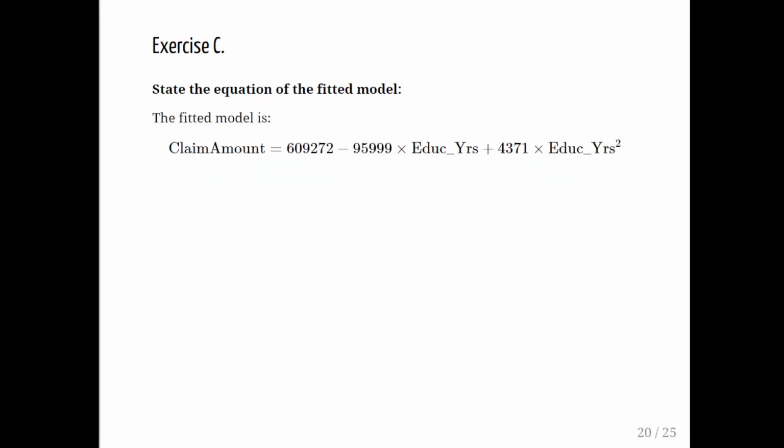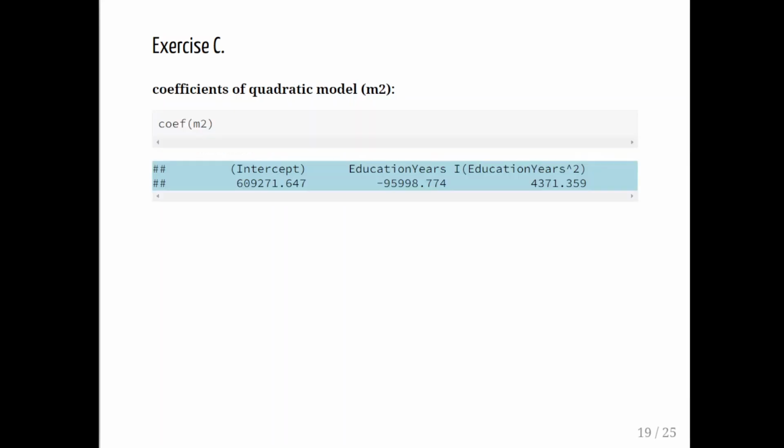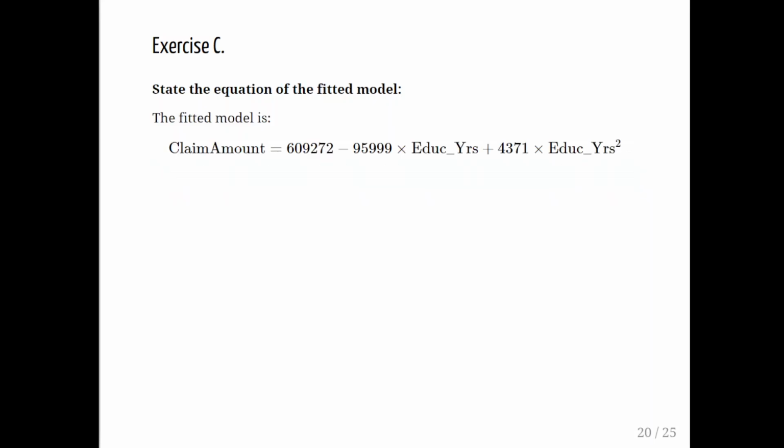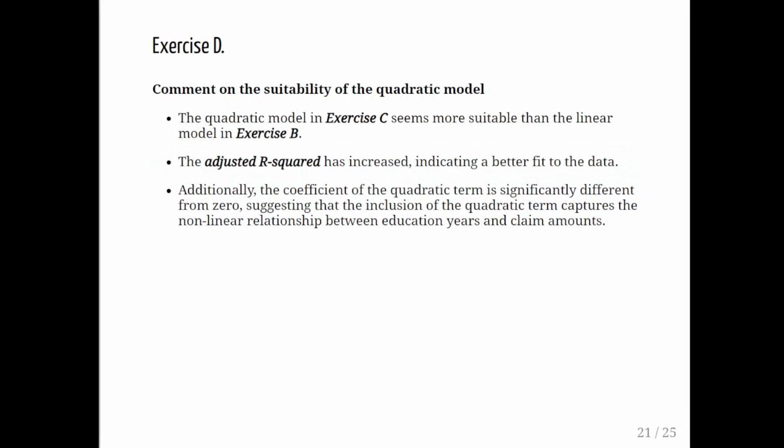So that's it there. Claim amount equals 609,272 minus 95,999 times EducationYears. I just wrote it like that to squeeze it in on the page and make it readable, plus 4,371 times EducationYears squared. Okay, that is the equation of the fitted model. That's the answer specifically that you are being asked, and that is just based on those numbers there, coef of M2. So, comment on the suitability of the quadratic model.